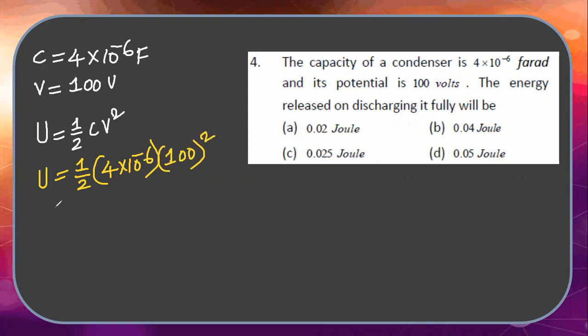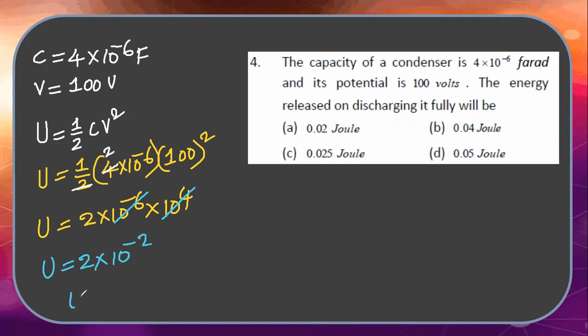Then we cancel this 2 in 4, 2 times. Therefore, U is equal to 2 into 10 power minus 6 into 100 whole square, which will be 10 power 4. This 10 power 4 gets cancelled. U is equal to 2 into 10 power minus 2. Therefore, U is equal to 0.02 joules. First option is correct.